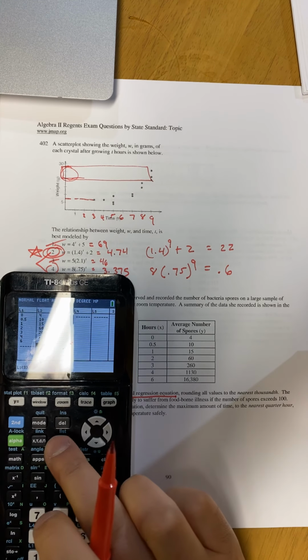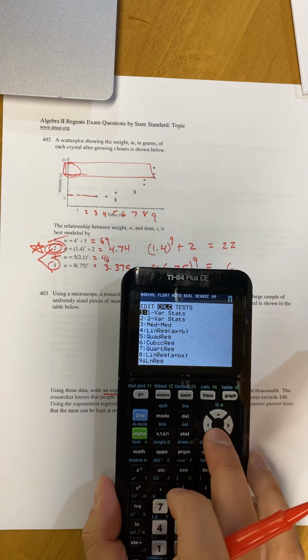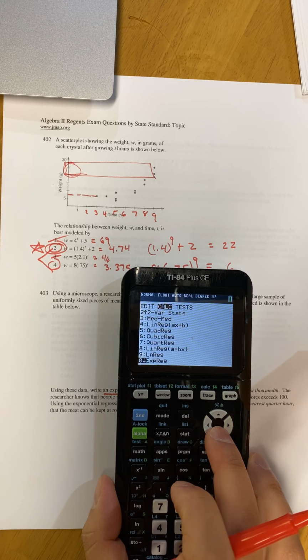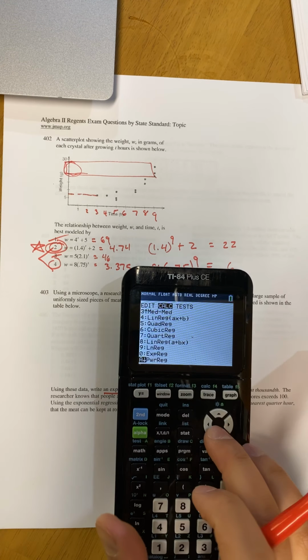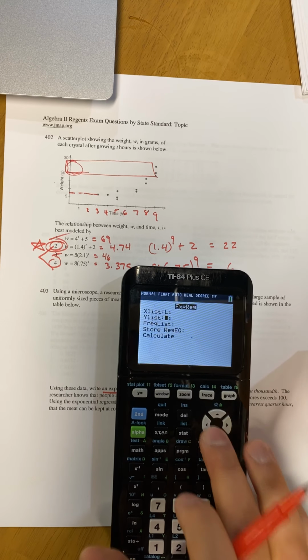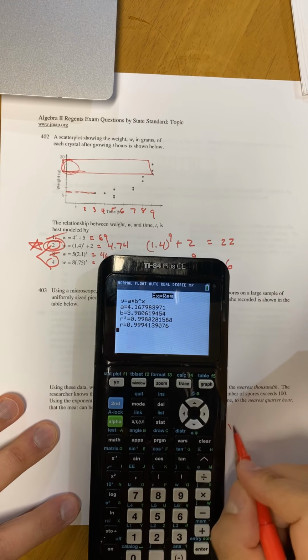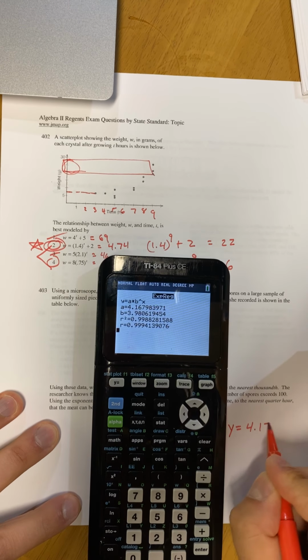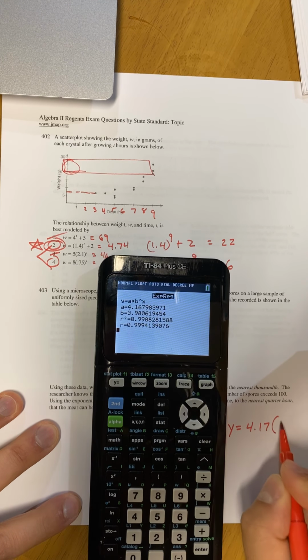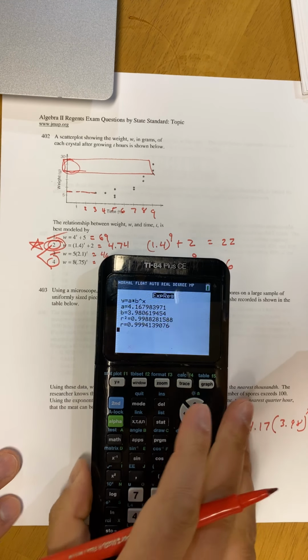All right, so we hit stat. There's all sorts of different regressions you can pick. But exponential. Here it is. Y equals 4.17 times 3.98 to the x.